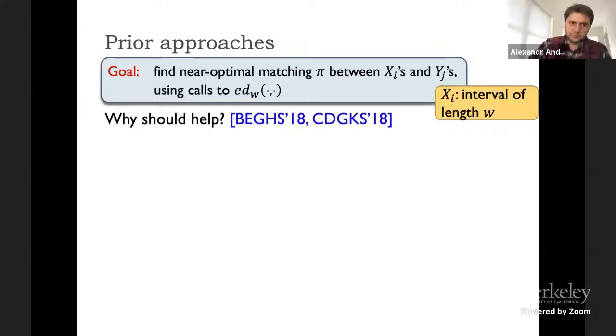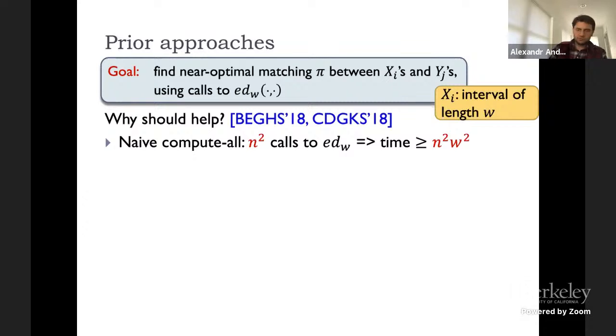So let's discuss this, and this is basically along the lines of the ideas introduced in these papers, the first papers that gave constant factor approximation for edit distance in sub-quadratic time. So why should this help, right? So let's go through a few steps.